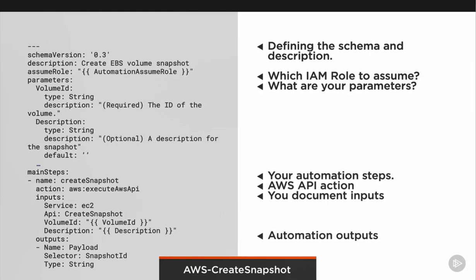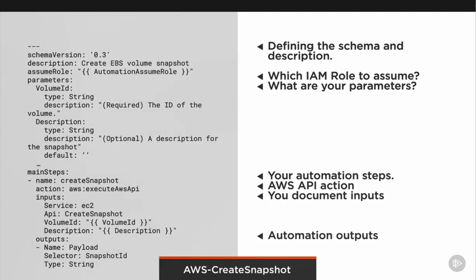And then when it's all said and done, we have an output section. So we can output certain values if we want. And in this example, the payload output is selecting the snapshot ID value that comes from the result of the snapshot, and it's outputting it to the console.